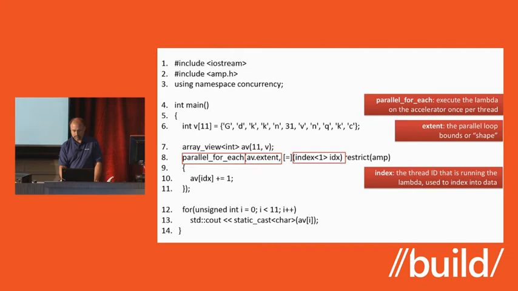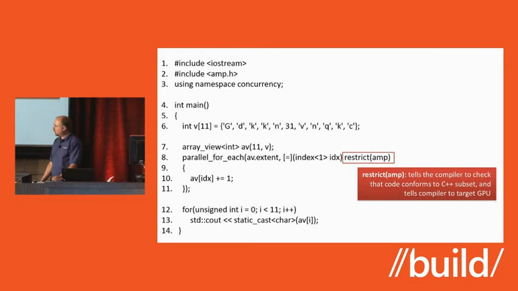Finally, restrict(amp) is the one major language extension that lights up the GPU. And it does two things. First of all, it says, this loop body, I want you to generate code for it differently. I want you to generate it to go to the GPU instead of the CPU. Secondly, it enforces a set of restrictions within that function scope. Now, GPUs today are capable of running a large subset of C++, but not full C++.